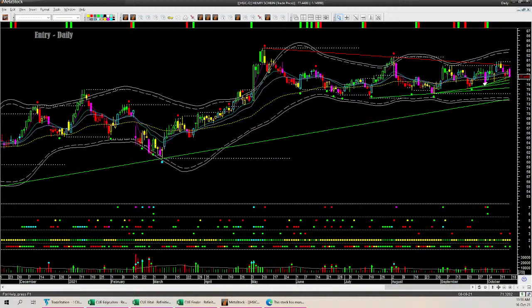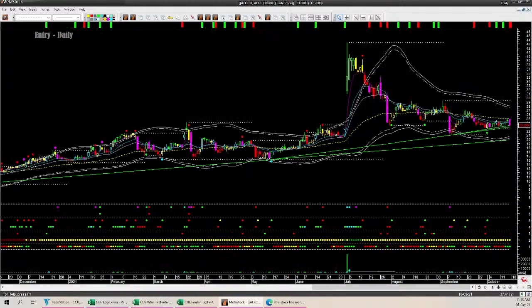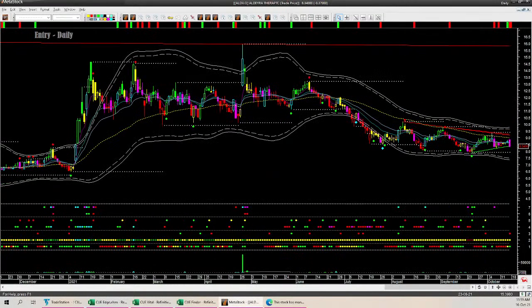HSIC did break below one trend line support. However, there are many other trend line supports nearby, moving sideways still, therefore not going to short now. Next one, ALEC broke below one support, but there are other supports nearby, not going to short this one also.